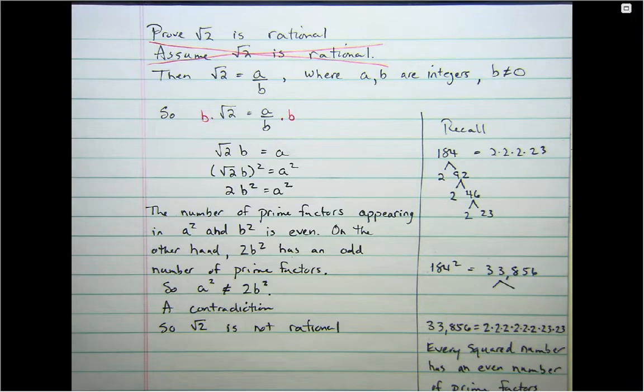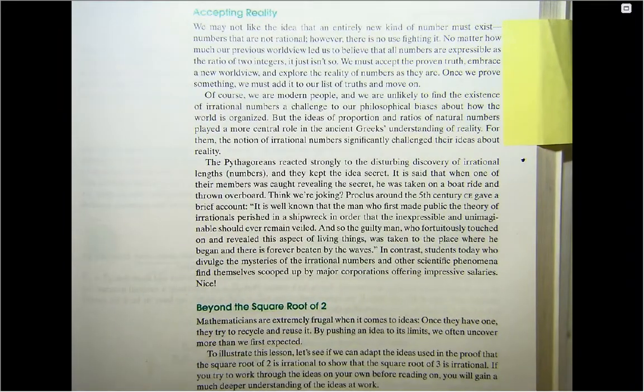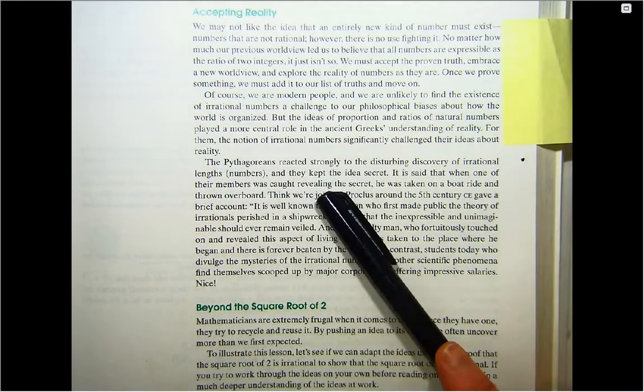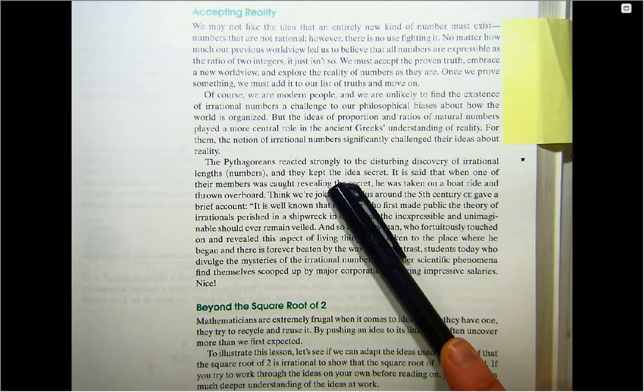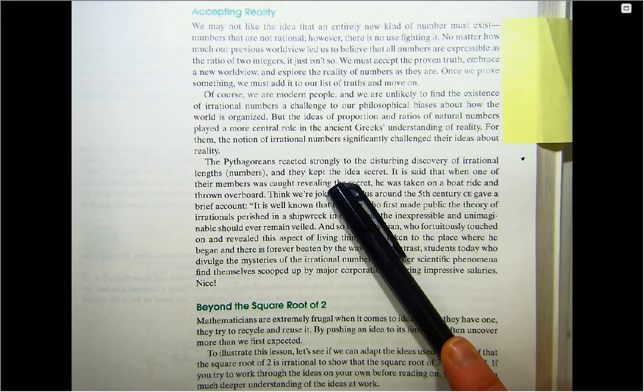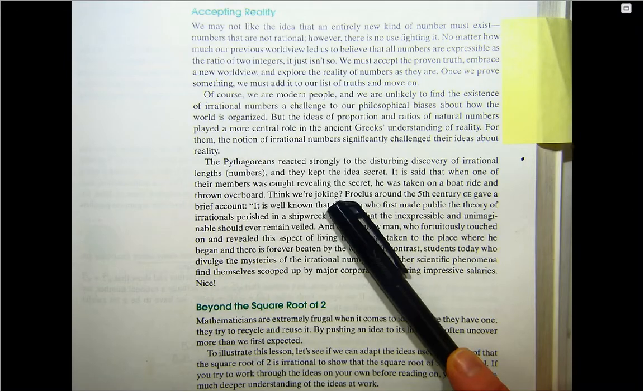Well, the Pythagoreans did really get disturbed by this. They took their math very seriously. The Pythagoreans reacted strongly to the disturbing discovery of irrational numbers or lengths, and they kept the idea secret. It is said that when one of their members was caught revealing the secret, he was taken on a boat ride and thrown overboard. Think we're joking?